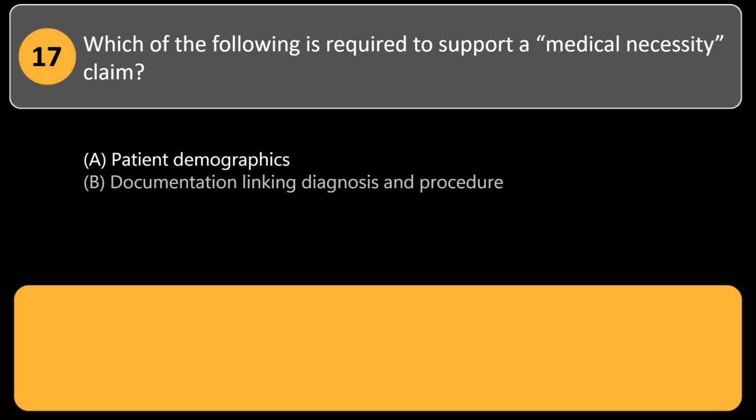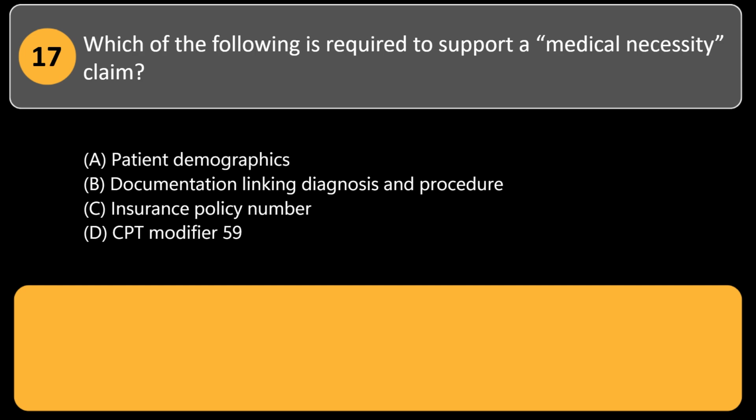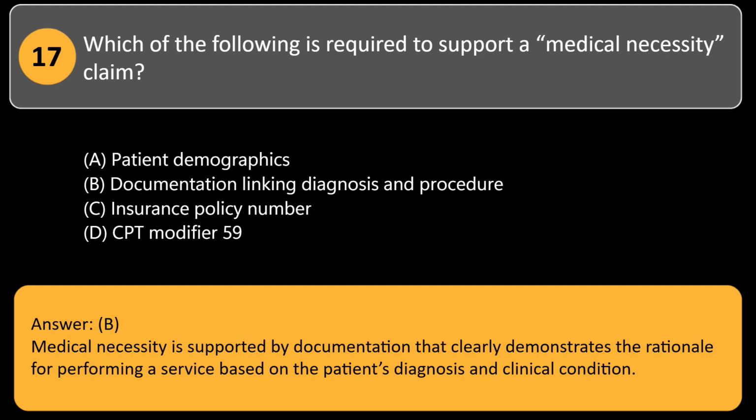Which of the following is required to support a medical necessity claim? A. Patient demographics. B. Documentation linking diagnosis and procedure. C. Insurance policy number. D. CPT modifier 59. Answer: B. Medical necessity is supported by documentation that clearly demonstrates the rationale for performing a service based on the patient's diagnosis and clinical condition.